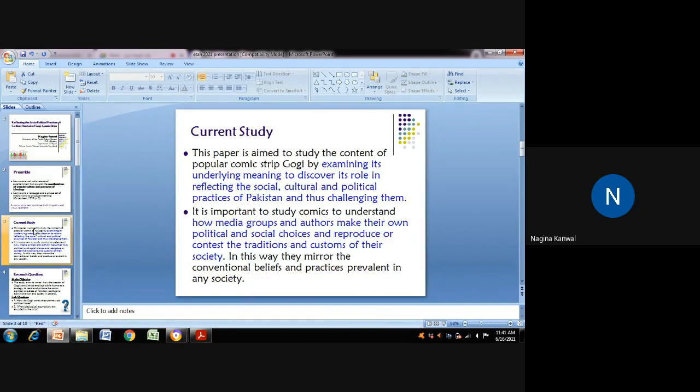Since my study depicts the relationship between society and comic strips, my purpose is to examine its underlying meaning in order to see its role in reflecting the social, cultural, and political practices of Pakistan and thus challenging them. It also tries to see how media groups and authors make their own political and social choices, and reproduce or contest the traditions and customs of their society.